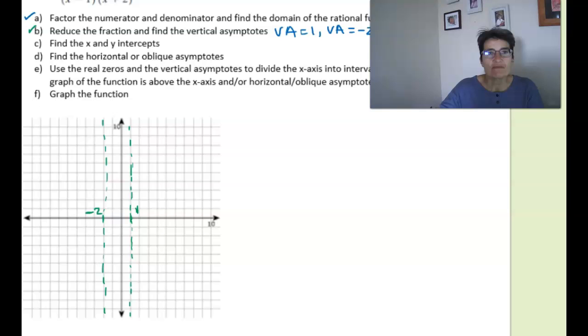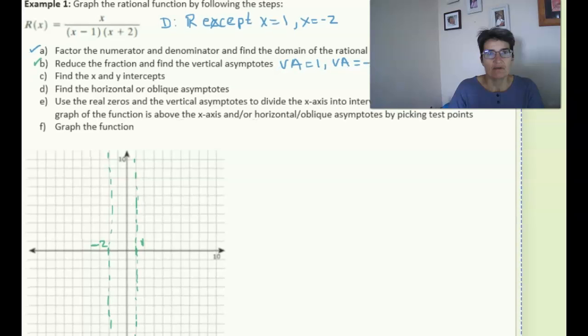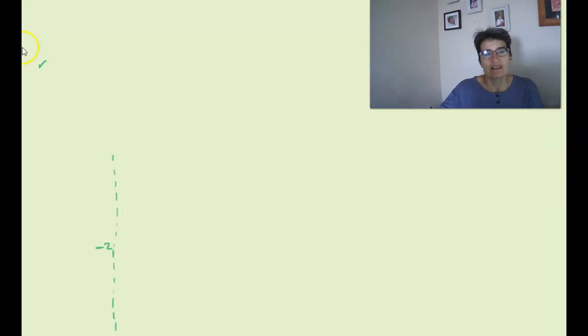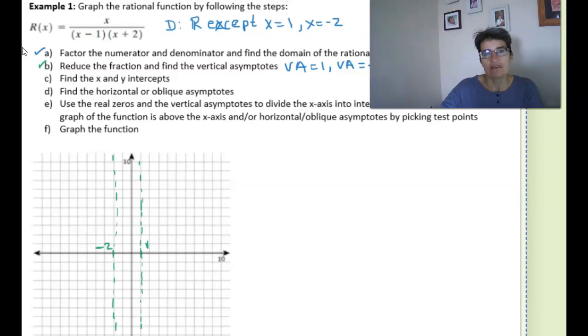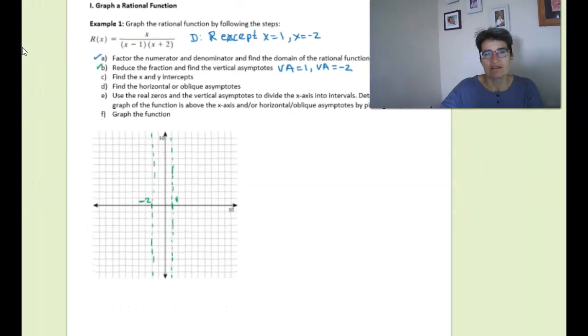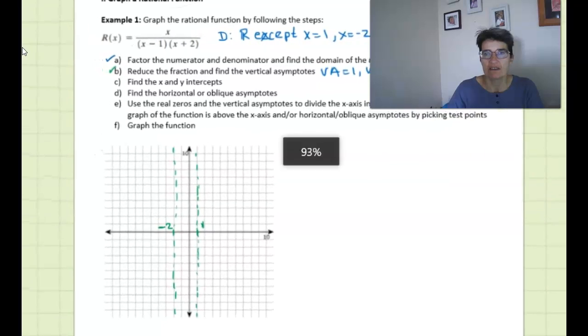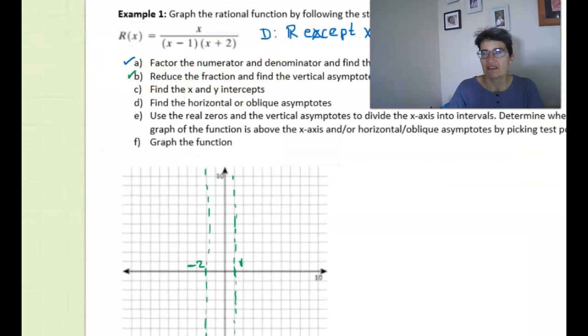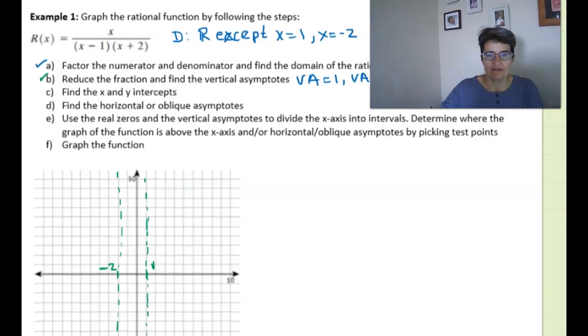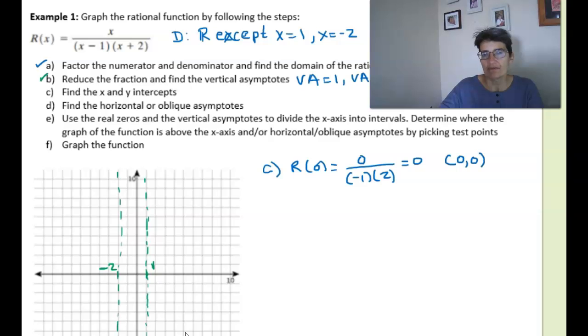Alright. Let's find ourselves some intercepts. The y-intercept comes from plugging in 0 into the function. Let's get this centered. Alright, so r of 0 is going to be 0 divided by negative 1 times 2, which is 0. So our y-intercept is at (0, 0).